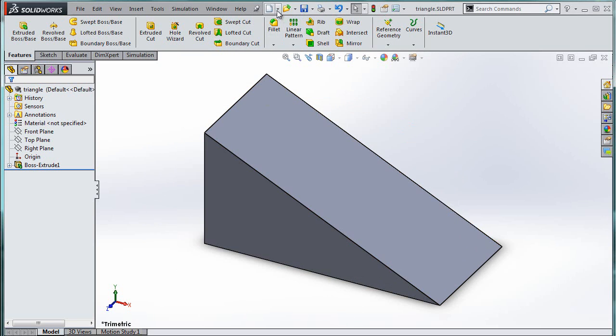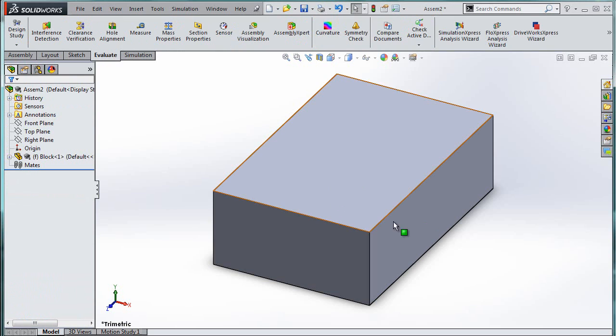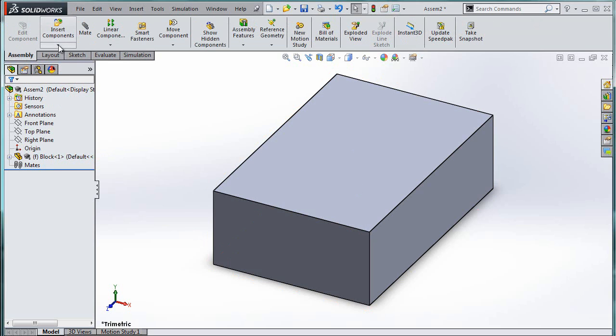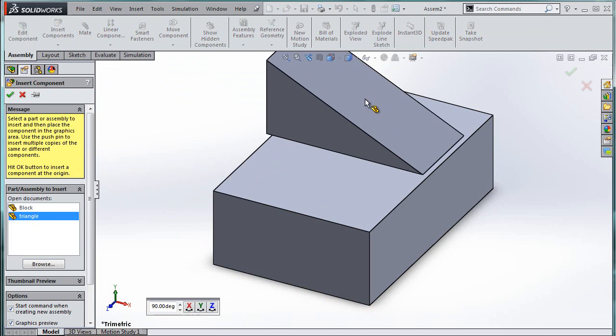All right, and now I want to create an assembly. And I'll start with the block because it's on the bottom. And sometimes it just takes a minute. Don't get too impatient. Again, making sure the origin's in the right place and it's fixed. So that's good. Now I'm going to add another component of the triangle, just right there on top.